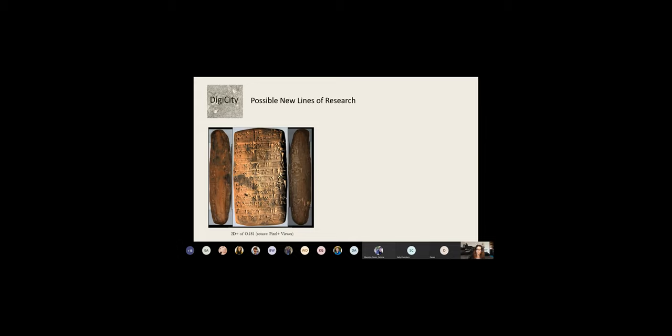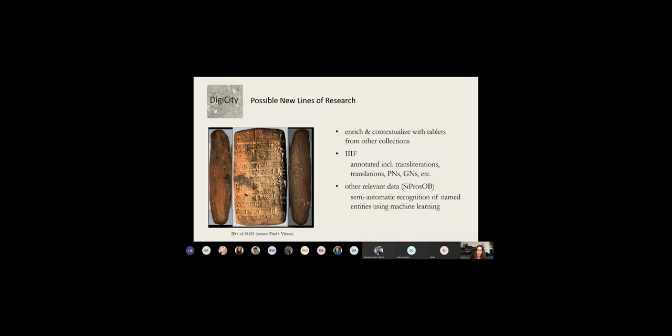Our aim is to enrich and contextualize this group of tablets with tablets from other museum collections worldwide on the basis of prosopography in order to build meaningful dossiers and reconstructed archives. This complete corpus will then be prepared and published using IIIF and annotated, including not only transliterations and translations, but also entities such as personal and geographical names, and so on. Furthermore, the corpus will be enriched with contextual information from other relevant data sources, using, among other things, CIPROSOP, in order to experiment with a semi-automatic recognition of named entities using machine learning models.